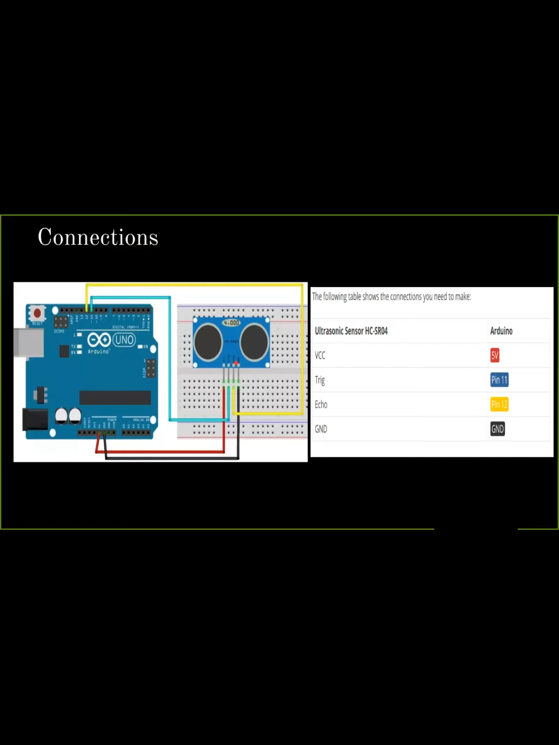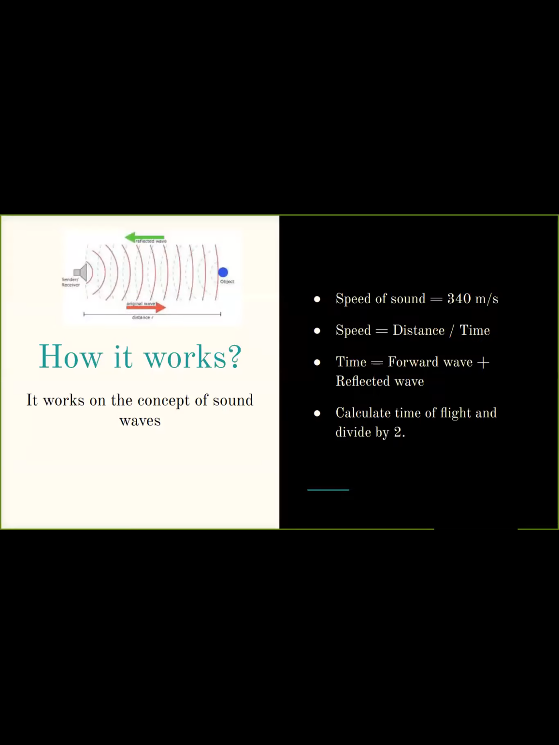Now, let's see what an ultrasound sensor is and how it works. You are all students of science. You must have studied in school the concept of distance and time, right? Yes. What is the relationship between speed, distance, and time? Speed is equal to distance by time. Now, what are the units of speed? Meters per second. So distance is measured in meters, and time is measured in seconds.